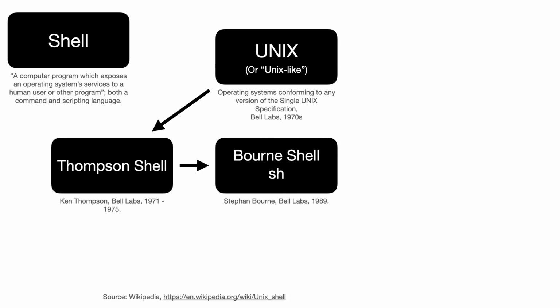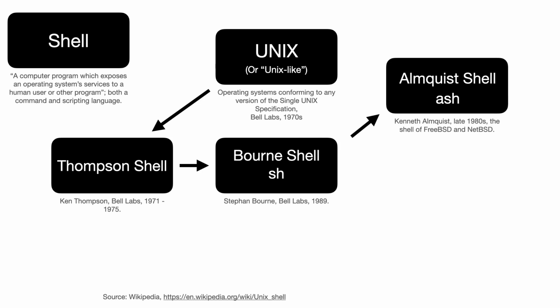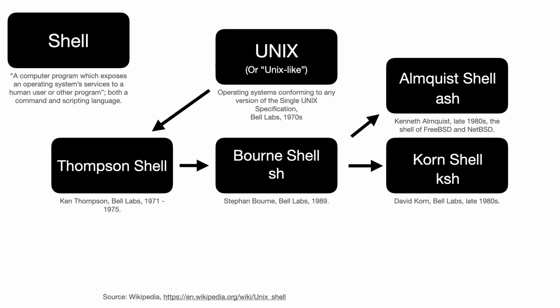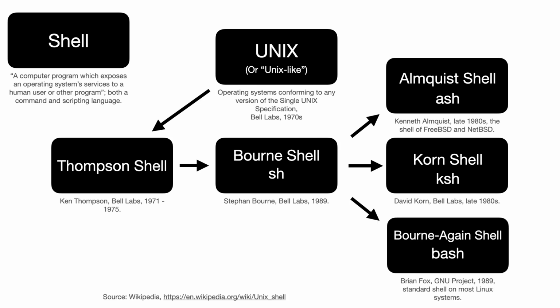Now, from this Bourne shell, there were a bunch of shells that kind of followed suit, so I'll go over a few of them. One of them was the Almquist shell, which is ash. This was developed by Kenneth Almquist in the late 1980s, and today it's the shell of FreeBSD and NetBSD. There was also the Korn shell, or ksh, and that was developed by David Korn at Bell Labs in the late 1980s. And then we have the Bourne Again shell, which this course is focused on, Bash.